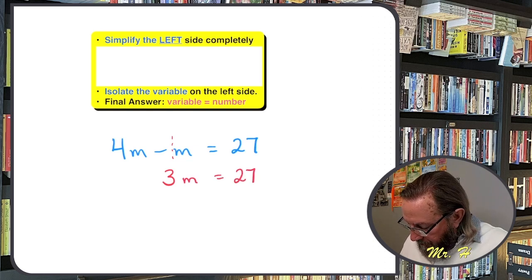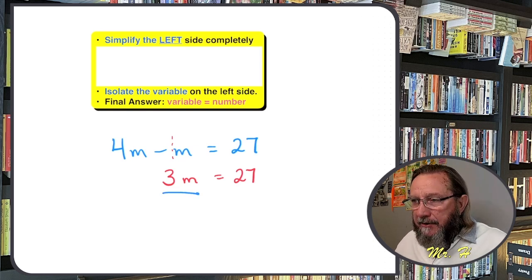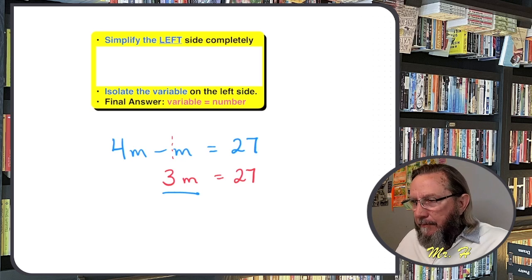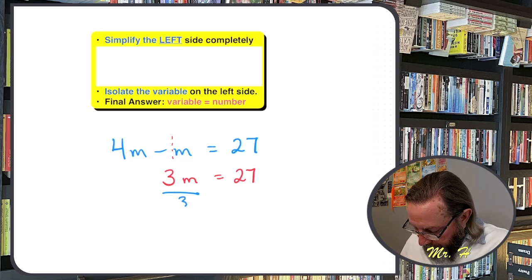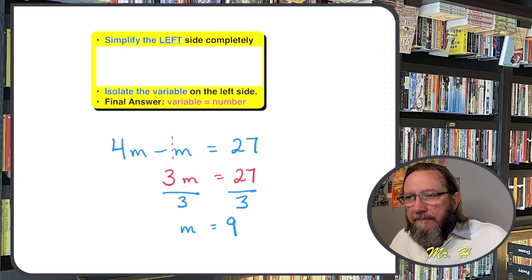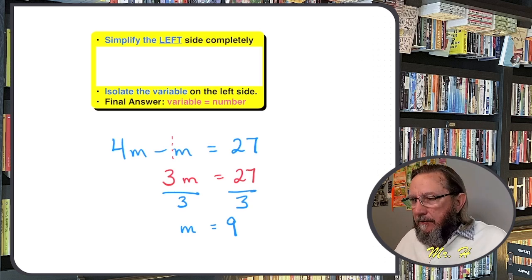And then we're going to divide both sides by 3 because now we're back down here to isolating the variable again. We've got to get that variable all by itself. So we do that by division, and we get that m is equal to 9. So this problem, we had to add something to the recipe to get it to work. Okay, so let's take a look at another one.